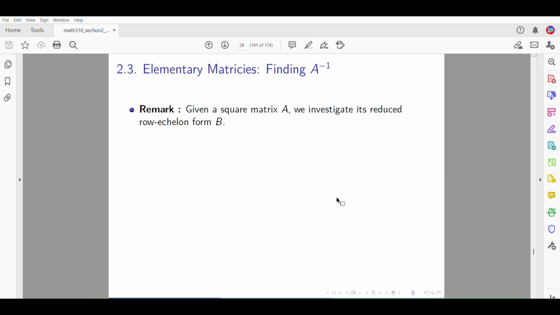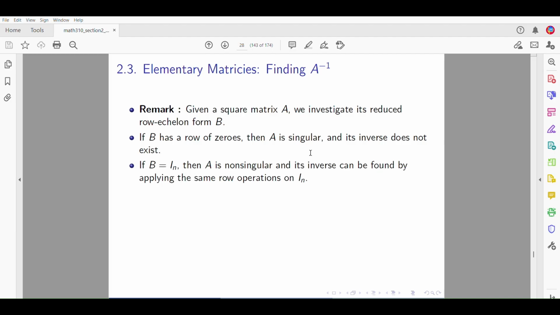An important remark: given a square matrix A, we investigate its reduced row echelon form B. If the reduced row echelon form B has one row entirely of zeros, then A has to be singular. Its inverse does not exist. On the other hand, if B, the reduced row echelon form of A, is identity, then A is non-singular. Its inverse can be found.